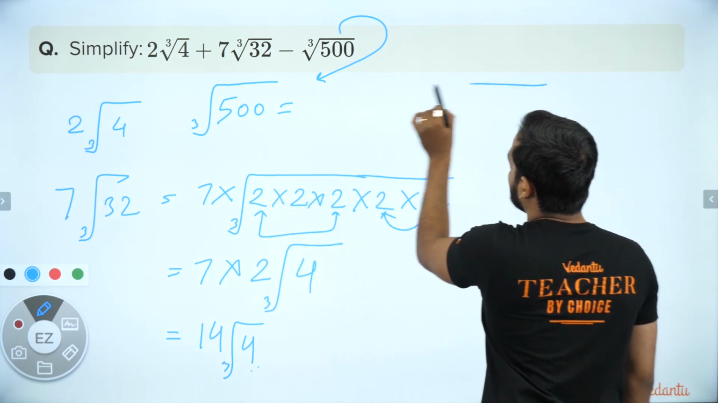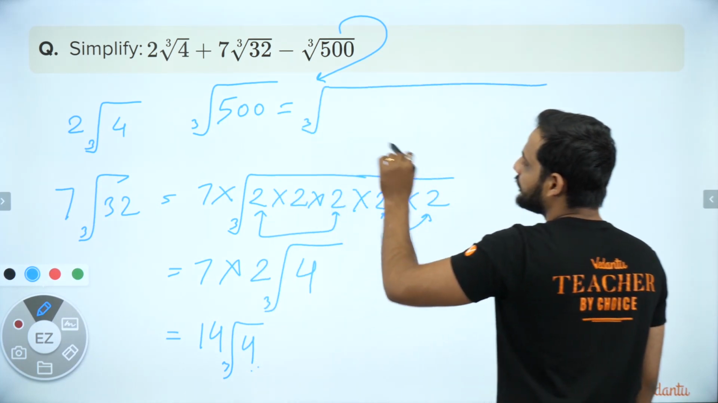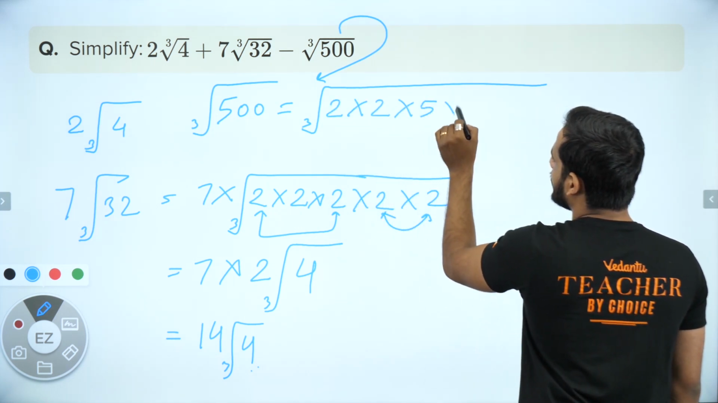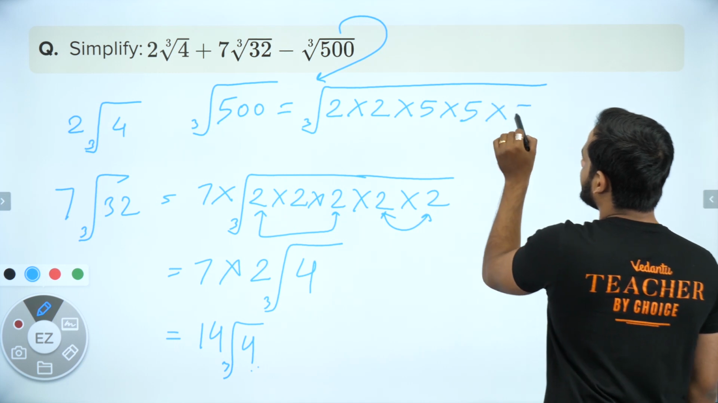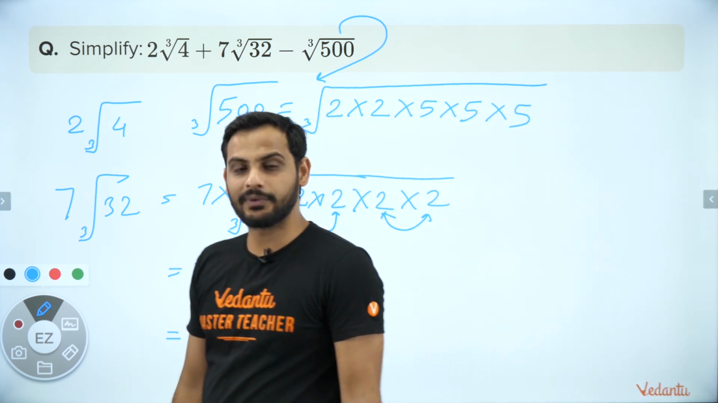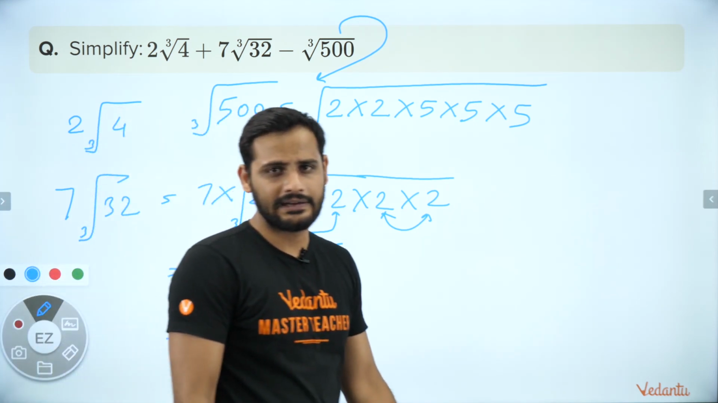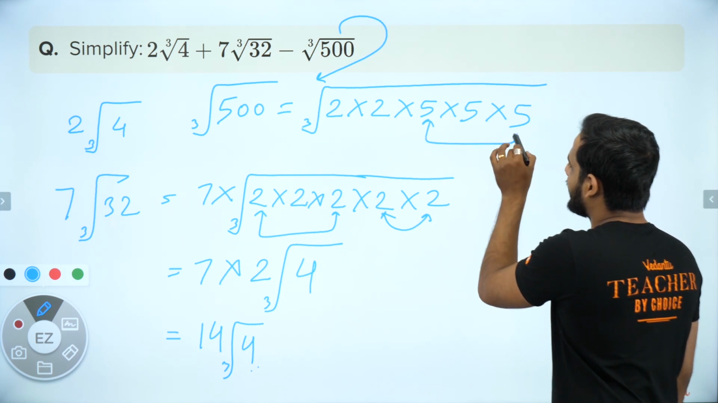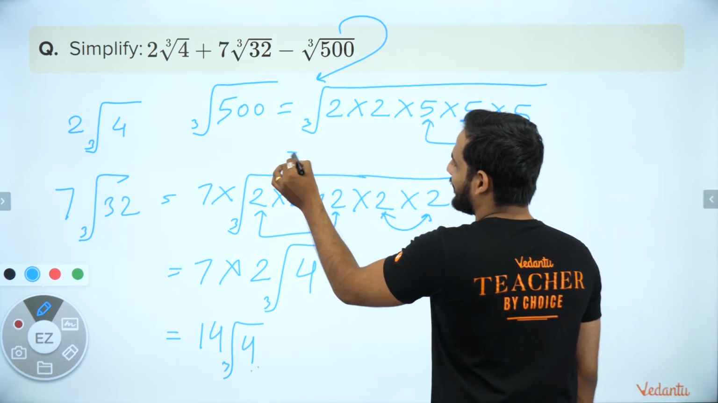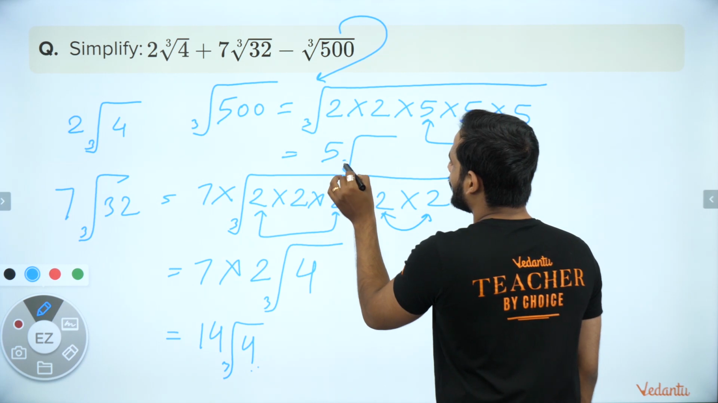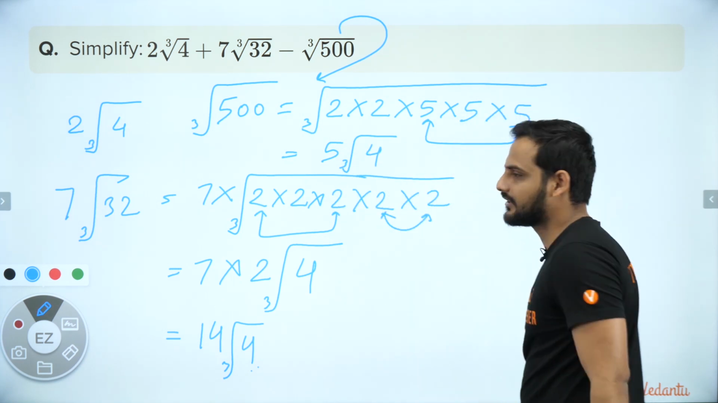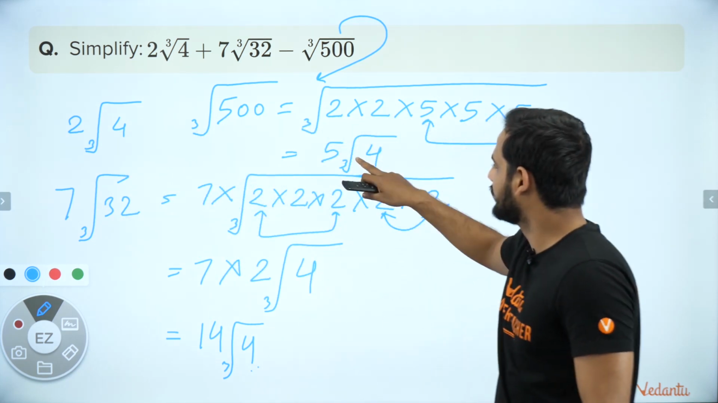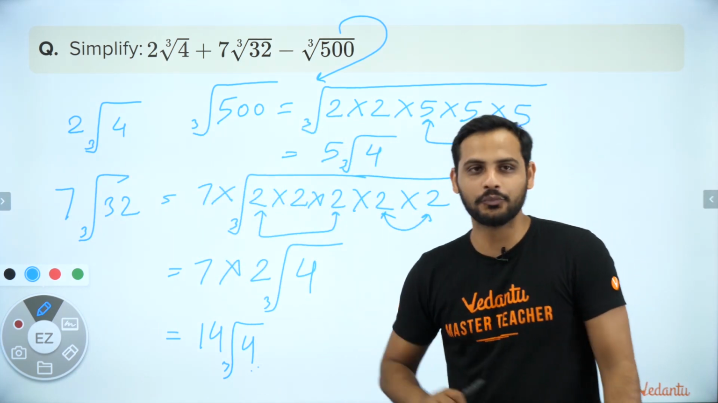Let us prime factorize 500. Cube root of 500. So you will be getting this as 2 into 2 into 5 into 5 into 5. This is the prime factorization. If you are not able to do it quickly, you can do it on your paper, right? So I am just doing it here. So again you can see one pair of 3 of 5 I can create, but this I cannot make a pair, so I will say 5 cube root of 4. Now the magic is visible to all of you. This 2 cube root of 4, 5 cube root of 4 and 14 cube root of 4.